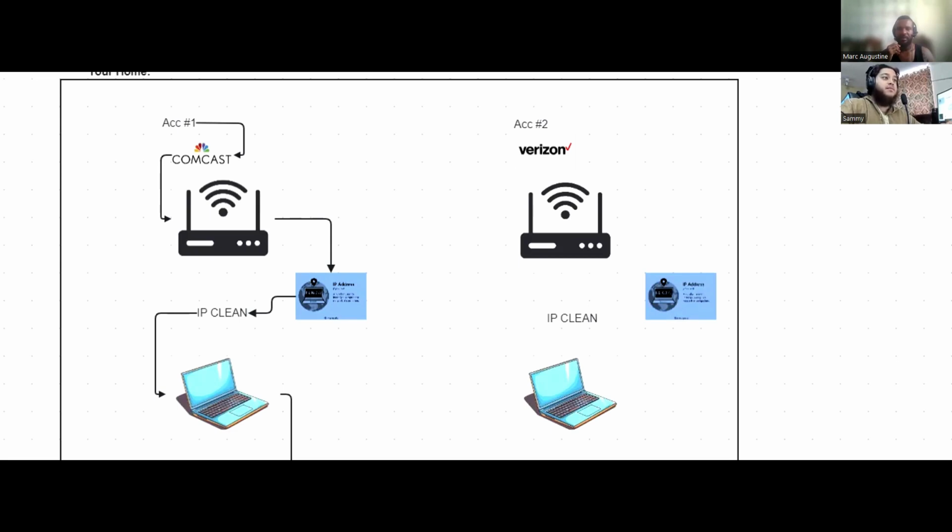call up Verizon, right? We're going to tell Verizon, hey, I need an internet service provider. I need you guys to install internet to my house. So they're going to come in and set up a modem that you're going to be able to get internet from. With that modem, you're going to get an IP address. That IP address is going to be clean.